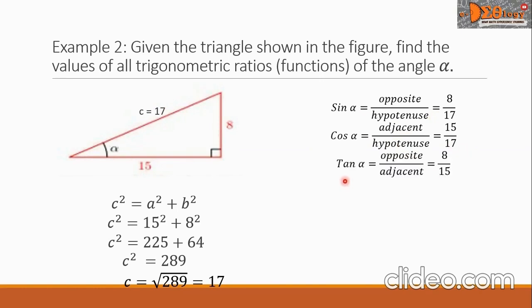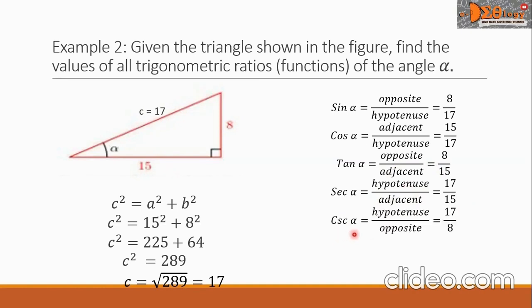The next is the tangent alpha. The ratio is opposite over adjacent. The opposite side is 8 over the adjacent, which is 15. So tangent alpha equals 8 over 15. The next is secant alpha, and the ratio is hypotenuse over adjacent. The hypotenuse is 17 and the adjacent is 15. So secant alpha equals 17 over 15.